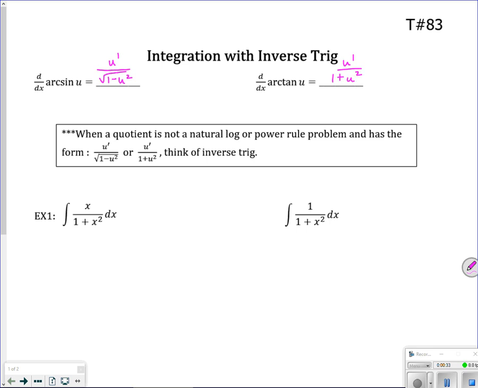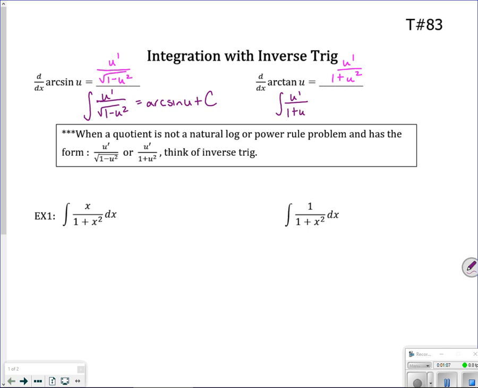Now you might be saying, why did you not do arc cosine? Because remember, arc cosine just has a negative right here. So when you integrate, you only ever integrate back to arc sine or arc tangent. So that means that if I have u prime over the square root of 1 minus u squared, then that's going to integrate to arc sine of u plus c. And likewise for tangent.